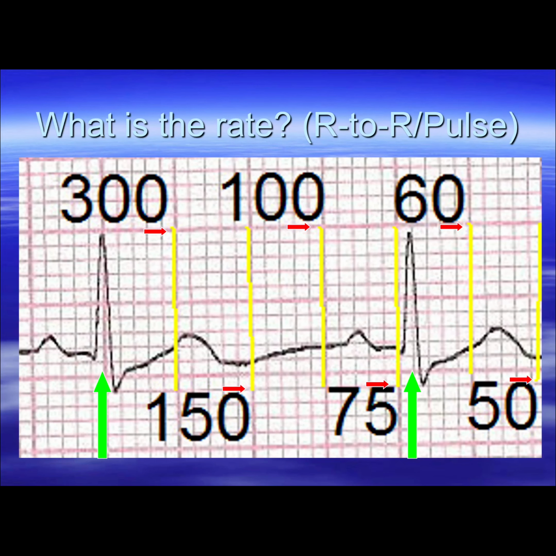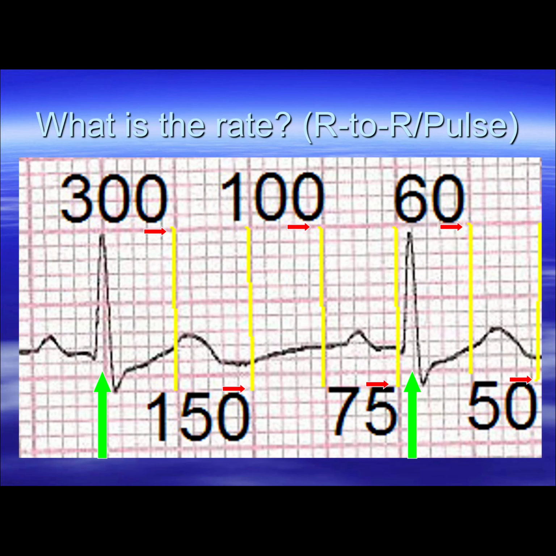Here we count the number of big blocks between 2 QRSs, and I count 1, 2, 3, 4 big blocks as indicated by the yellow vertical lines. The equation is 300 divided by the number of big blocks, which is 4. 300 divided by 4 is 75, and that's pretty accurate. We're fine-tuning it. Let's get even closer.